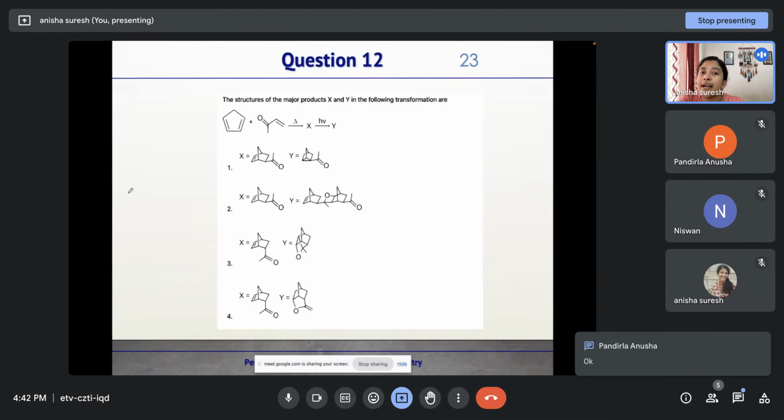Now coming to the last question. The structures of the major products X and Y in the following transformation are. So here a cyclopentadiene and a dienophile are given. Under thermal condition, it will undergo 4 plus 2 cycloaddition and it will give X. And under photochemical condition, this X will transform into Y. So what is X and what is Y? That is the question.